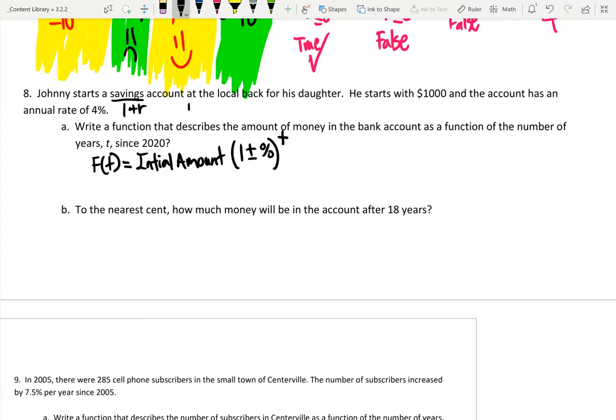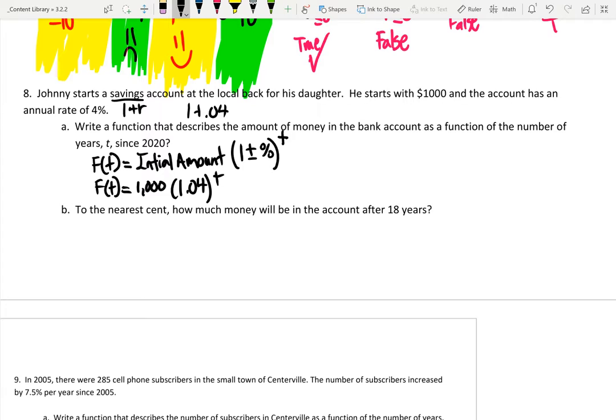So when I have 1 plus 0.04, that is what's going to be inside the parentheses. Let's write this equation for this application. The initial amount deposited is $1,000. I'm going to have 1.04, and it is going to be raised to the t power.